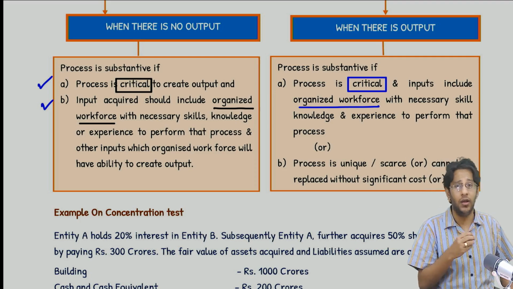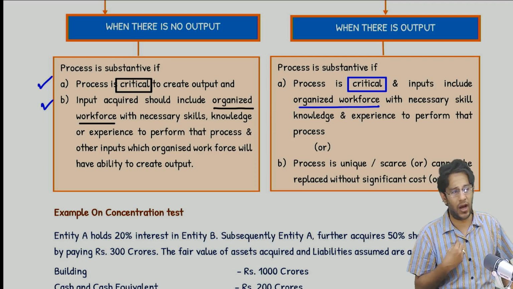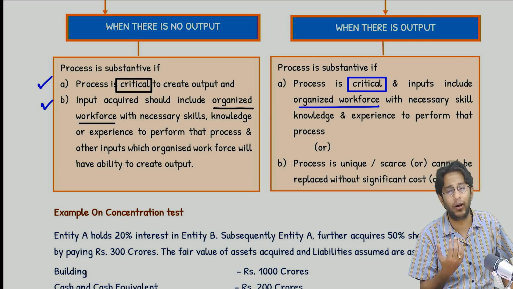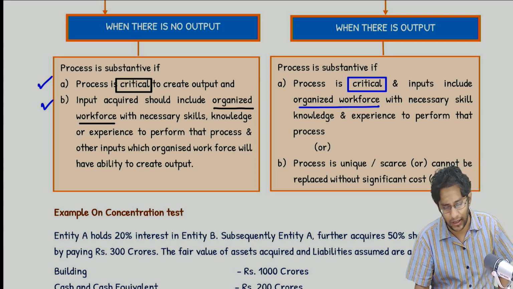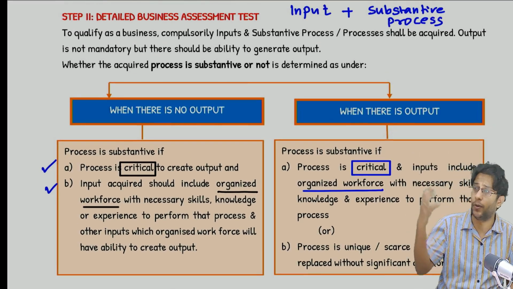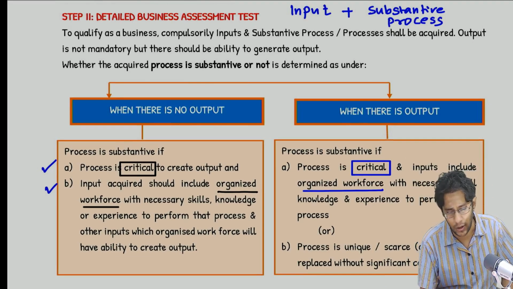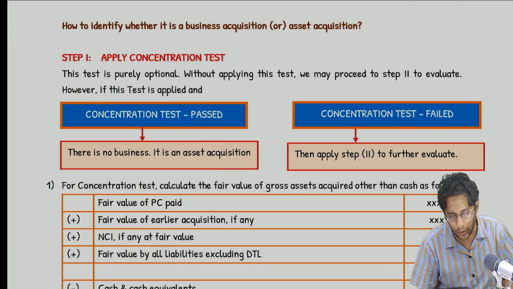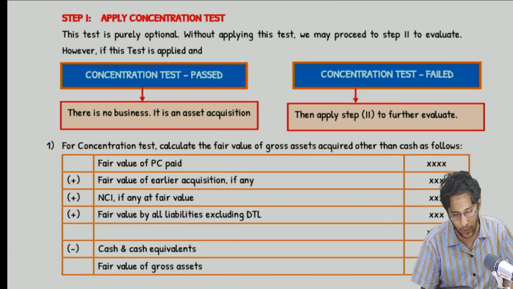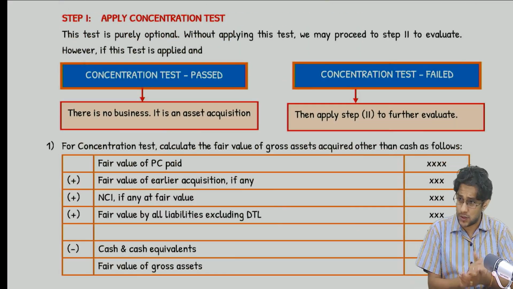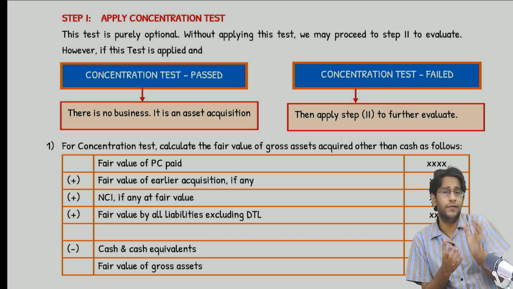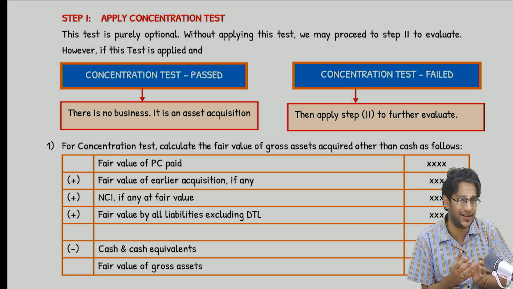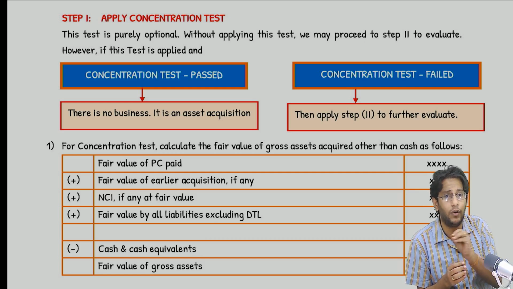But in case you have a doubt, I'm not very confident whether I have acquired a business or merely a group of assets. Then instead of troubling yourself with step number 2, which is the detailed business assessment test, you can also do a simple step called the concentration test, which is our step number 1. Now the concentration test, how it works is, I'll apply the concentration test. If the concentration test is passed, we'll say that you have not acquired a business.